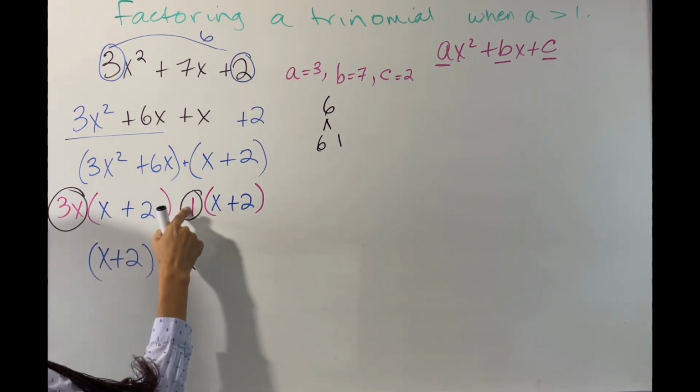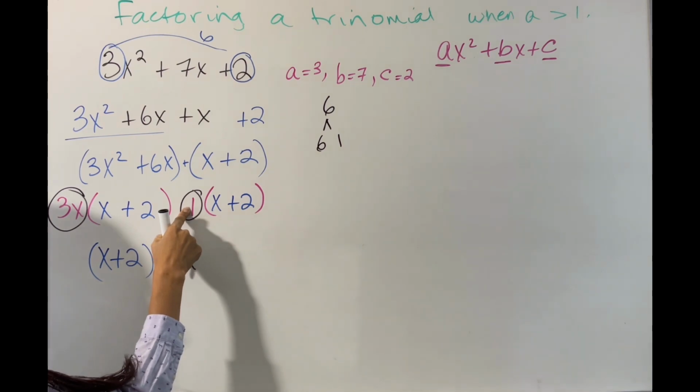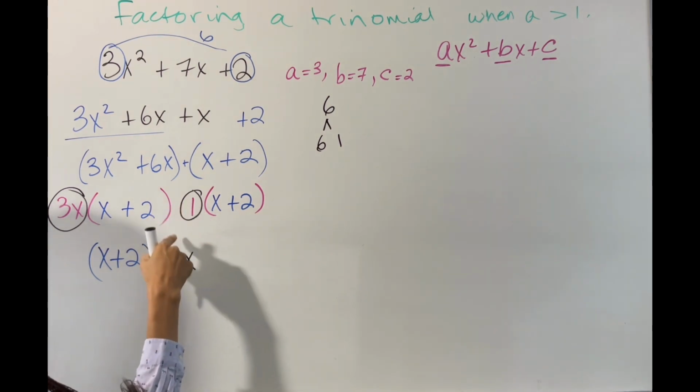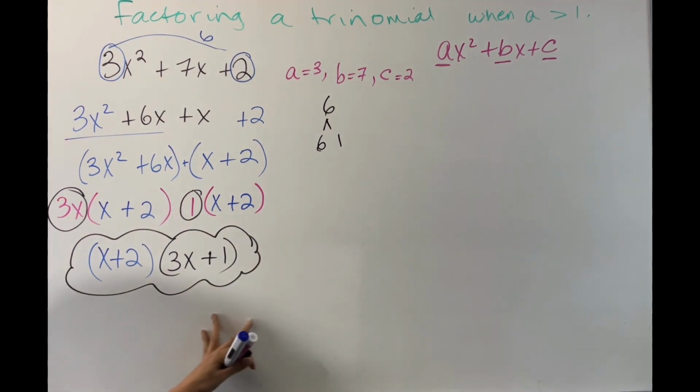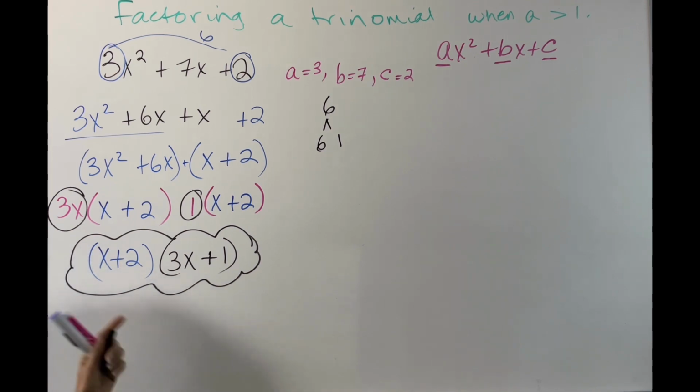So 3x, and because this is a 1, it is a positive 1 and not a negative 1. So it's positive 1 here. This is our factored form of the quadratic expression when a is greater than 1.